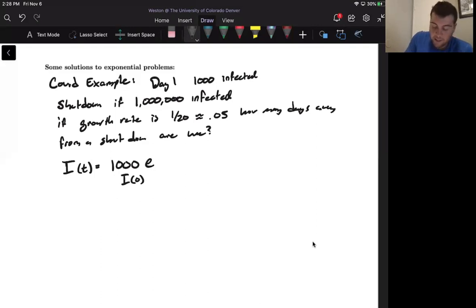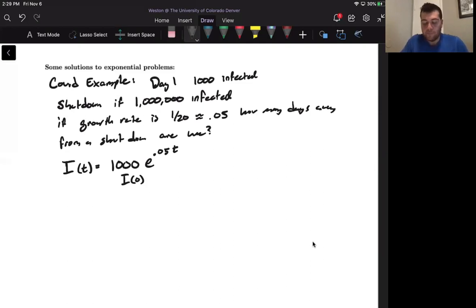So that'll be e to our rate, which is 0.05 times time. Notice this is actually like the exact same formula as interest growing as well. So basically they're the same problem. You could rewrite this whole problem just as an interest problem. If you had like an investment where you start with $1,000, you want to know how long it takes you to get to 1,000,000 and your interest rate is 0.05.